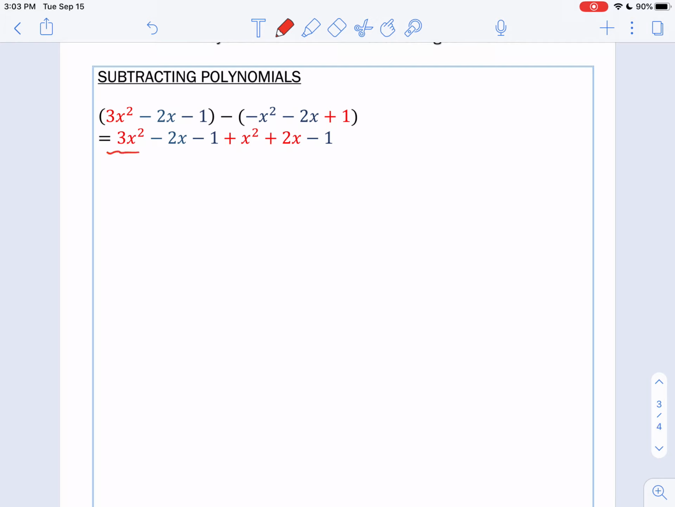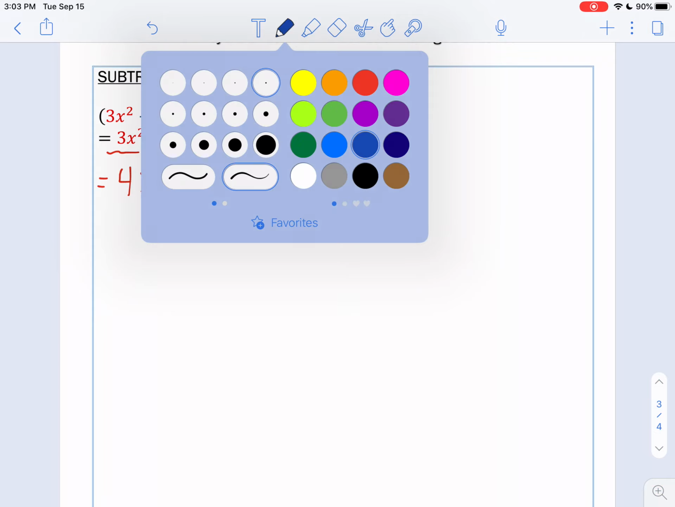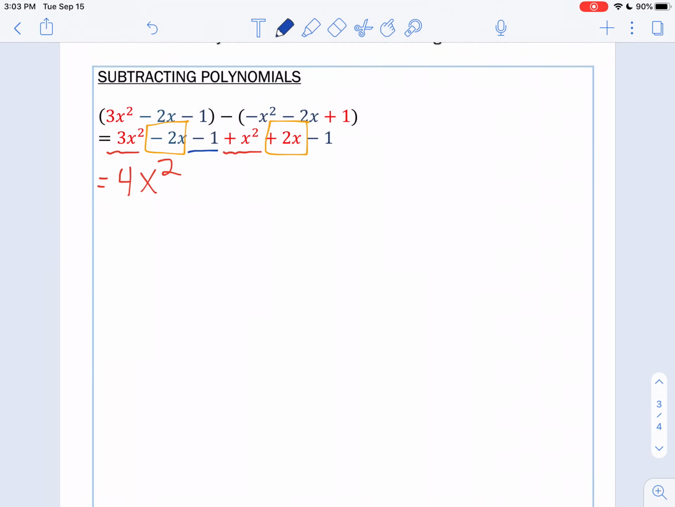So 3x squared and plus 1x squared gives us a total of 4x squareds. And I've got a negative 2x and a positive 2x, and hopefully we can see that makes plus 0x, which we don't need to write down at all. And finally, I have a negative 1, subtract 1. Negative 1 and another negative 1 makes negative 2.